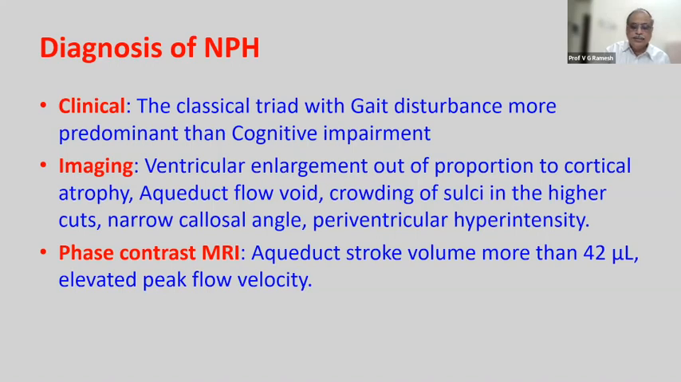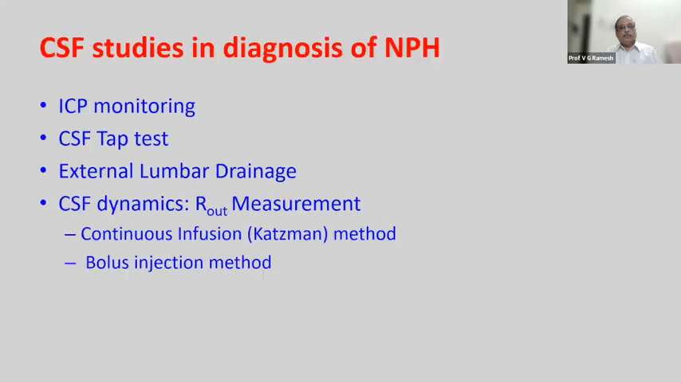Aqueduct stroke volume of more than 42 microliters and elevated peak flow velocity are diagnostic of normal pressure hydrocephalus. Then why do you want CSF studies in the diagnosis? Many times patients may have a combination of normal pressure hydrocephalus and other causes of dementia like vascular disease or Alzheimer's. So we have to know whether the patient's symptoms are really due to normal pressure hydrocephalus or because of other causes, and also whether the shunt will help these candidates. So for this, CSF studies are of importance. The commonly used studies have been intracranial pressure monitoring, external lumbar drainage, CSF tap test, and also CSF dynamics, like the outflow resistance measurement, which we call Ro measurement. So I will consider all these one by one.